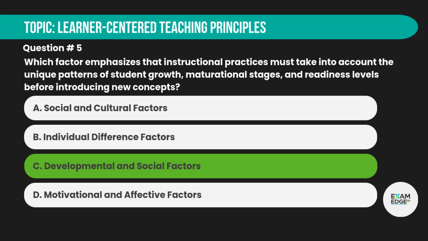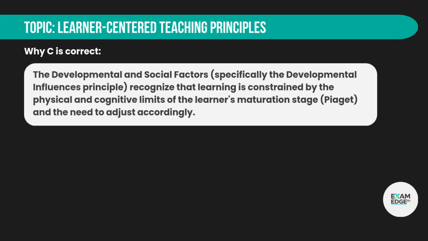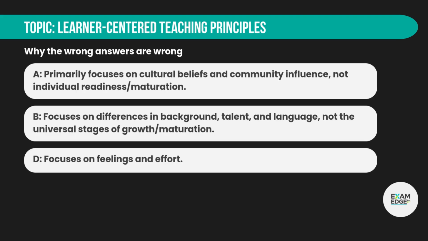Correct answer: C. Developmental and social factors. Why C is correct? The developmental and social factors, specifically the developmental influences principle, recognize that learning is constrained by the physical and cognitive limits of the learner's maturation stage, Piaget, and the need to adjust accordingly. Why the wrong answers are wrong?